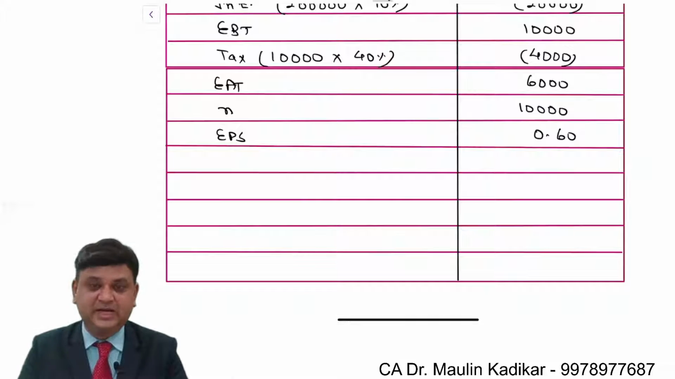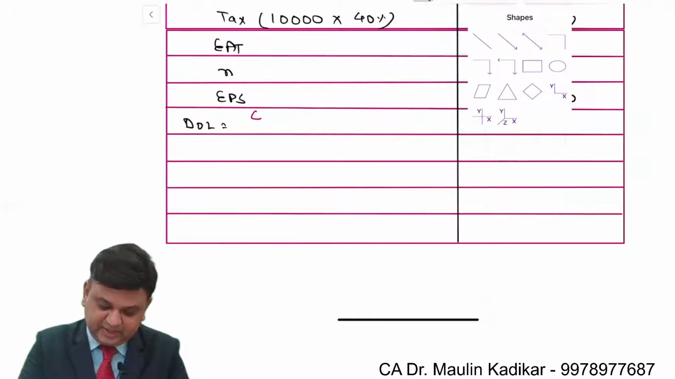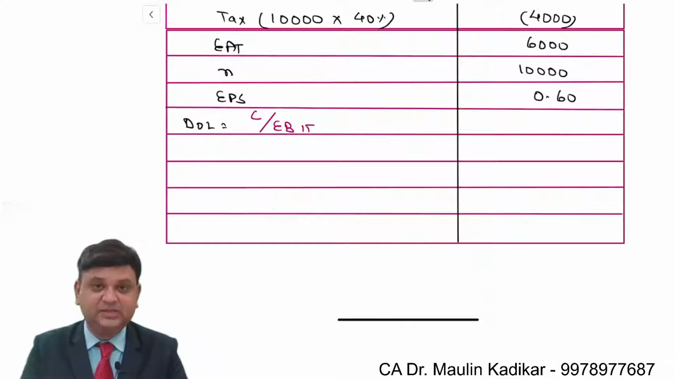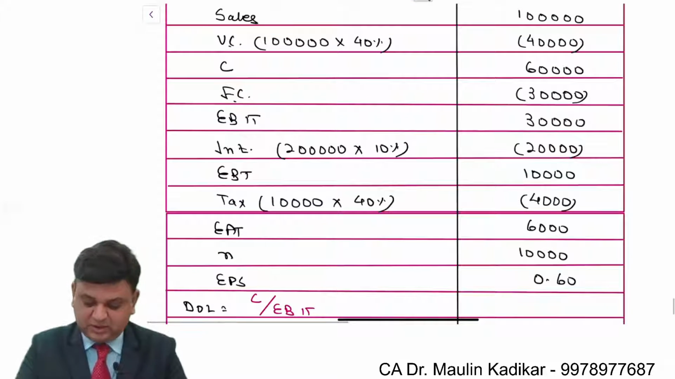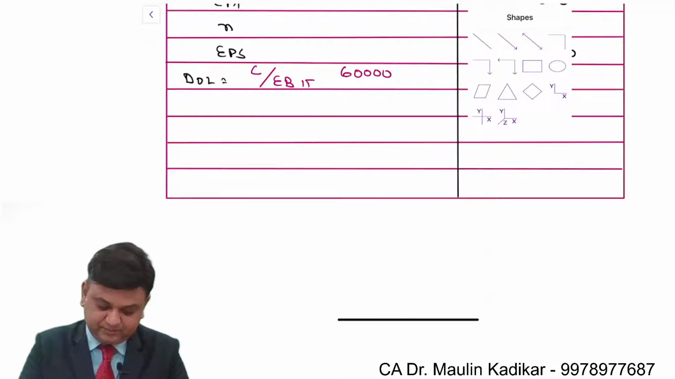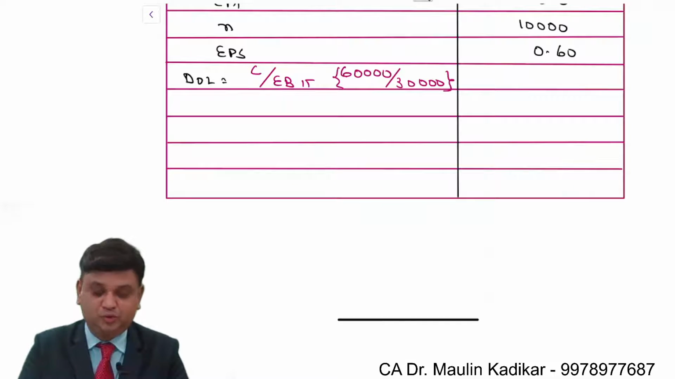The next question is calculation of DOL. It is contribution upon EBIT. This is a simple formula that we have. The amount of contribution is 60,000 and EBIT is 30,000. So 60,000 upon 30,000, and the answer comes to 2.